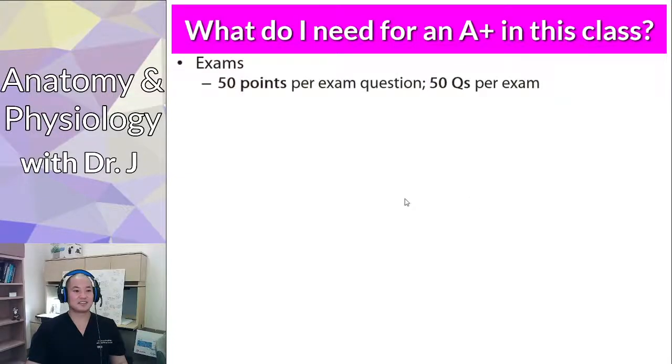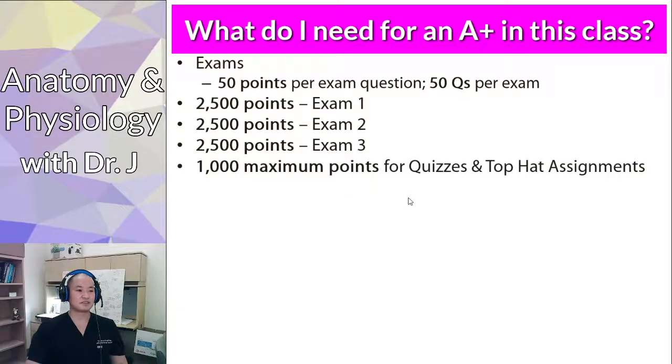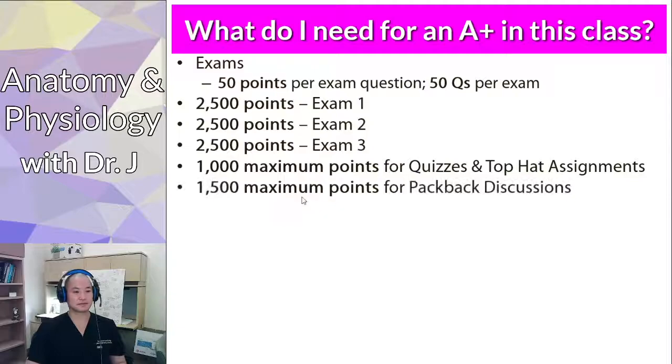This is how you get the points. It's weighted, but I've done the math and already awarded points based on the weights, approximately. For exams, 50 points per question, 50 questions per exam, so all of the exams are 2,500 points. Then you have 1,000 maximum points for quizzes and Top Hat assignments. All the assignments and quizzes assigned during the semester will add up to 1,000 points. Now there's a 1,500 maximum cap for Packback discussion.